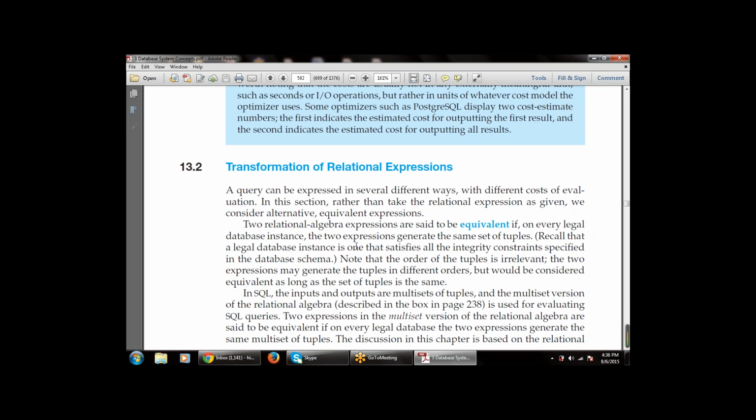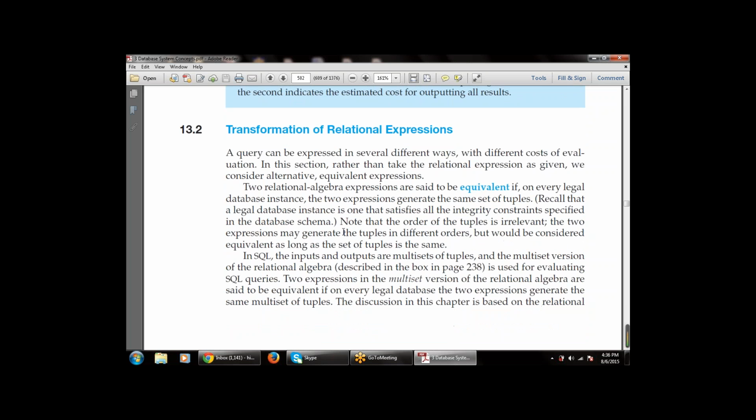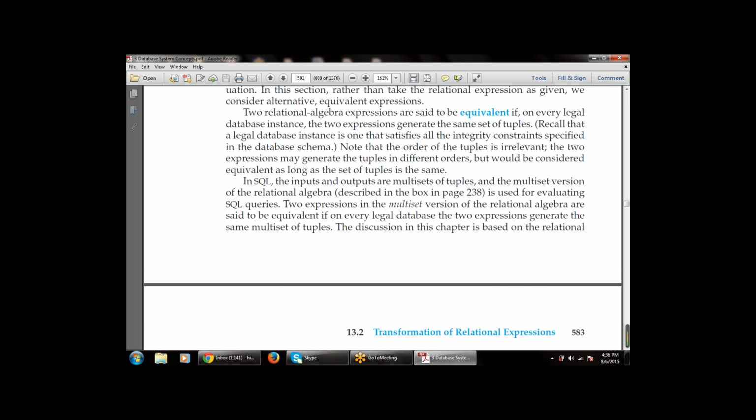If I say two relational algebra expressions are equal, it means that for every legal instance, the two expressions generate the same set of tuples. That is, they produce the same rows, the same output, as the output of the relational expression.